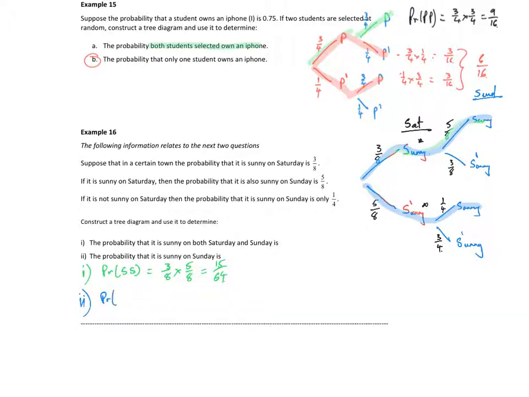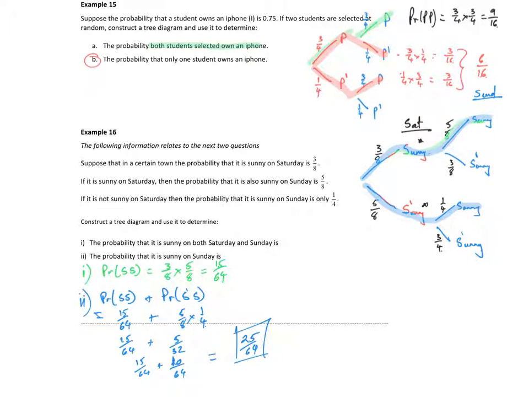So that's equal to a probability of a sunny, which we've worked out, plus the probability of a not sunny. So sunny, we worked out to be 15 on 64, plus not sunny is 5/8 times sunny, which is only 1/4. So I've got 15 on 64 plus 5 on 32. So let's make that on 64, which is 15 on 64 plus 10 on 64. So 25 on 64 is the probability of it being sunny on Sunday.